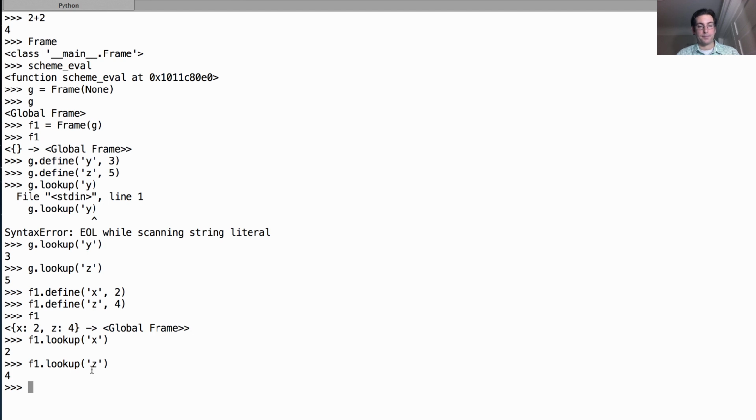And so here we are. We can look up z, but we can also look up y, even though it's not in the local frame. We can find it in the global frame. So we look here first, there's no y, so we find it there.